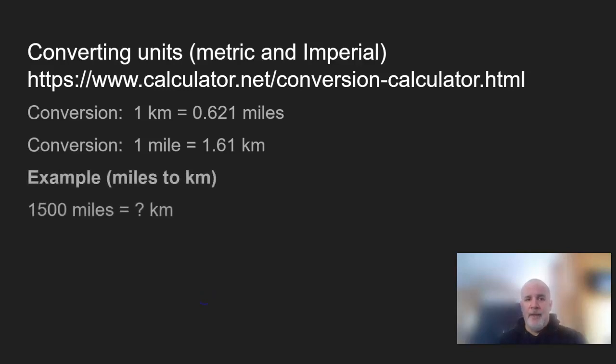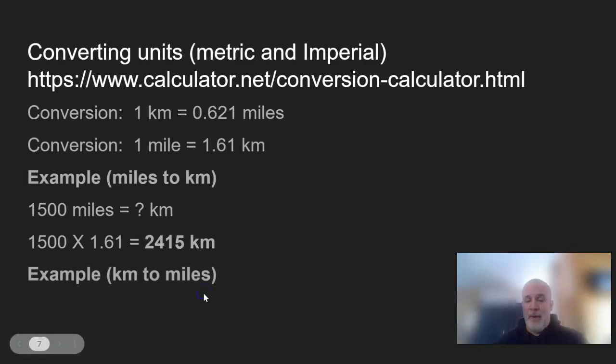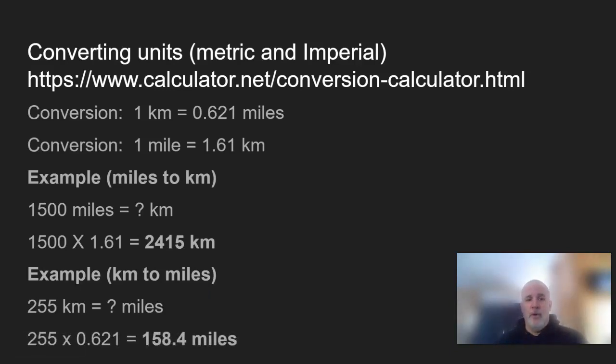So here's an example. 1,500 miles equals how many kilometers? Well, we just have to convert. 1,500 miles, 1.61 kilometers per mile, 1,500 times 1.61. We get 2,415. If we go the other way around, kilometers to miles, and we have 255 kilometers, how many miles is that? Well, we have to go 255 times 0.621, which is the conversion that was up at the top. And we get 158.4 miles.